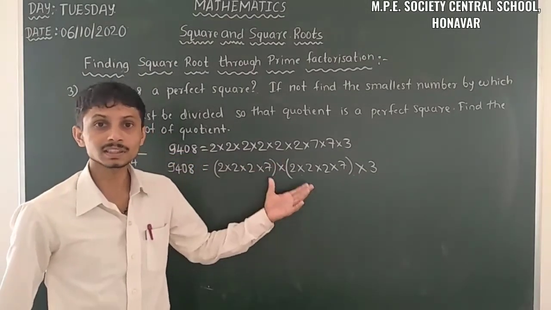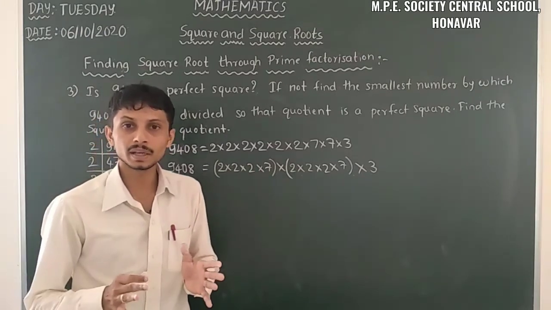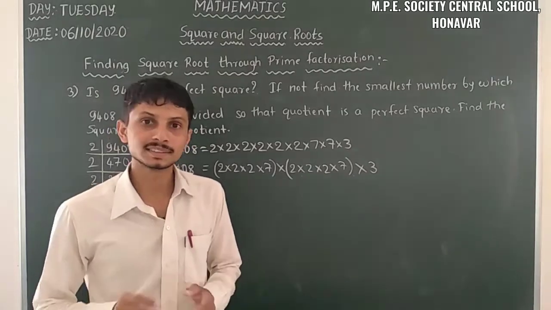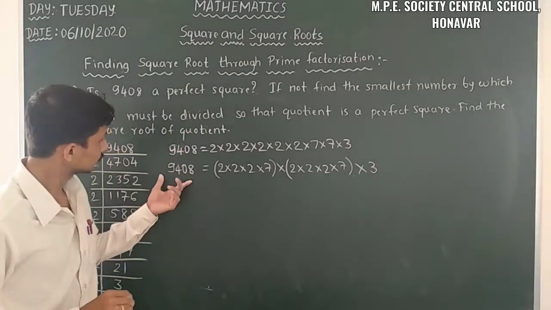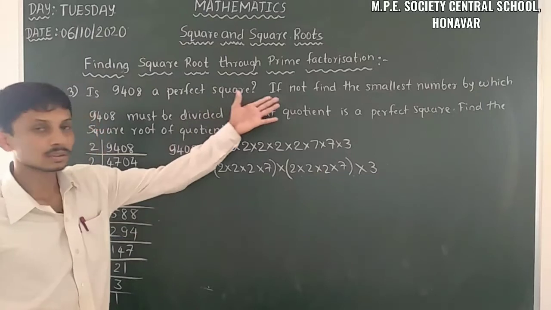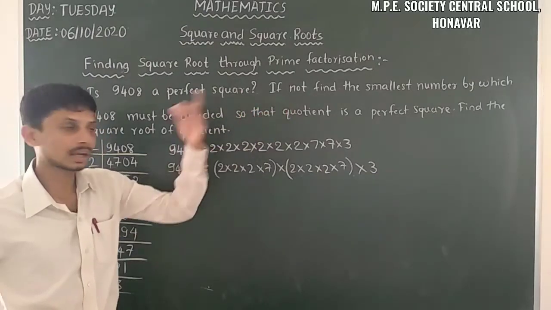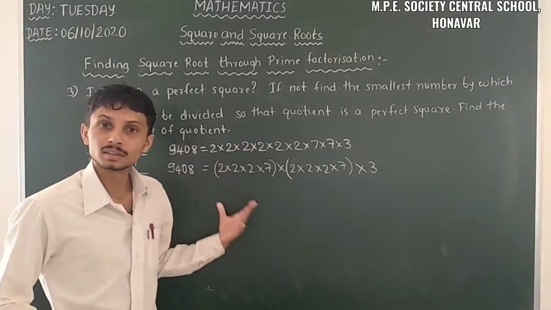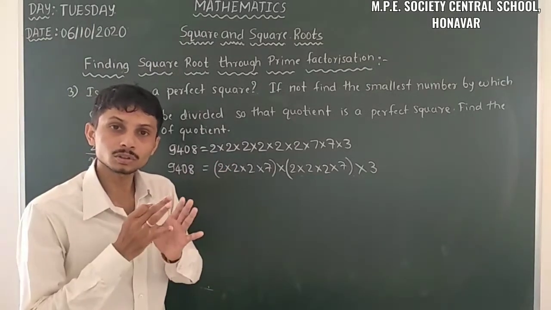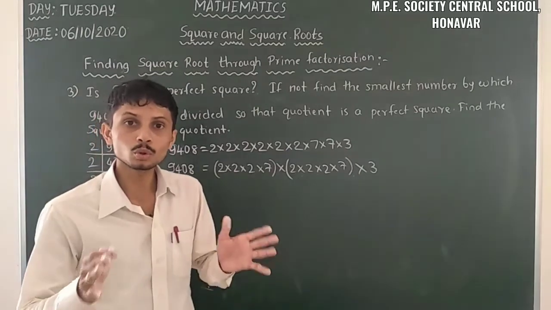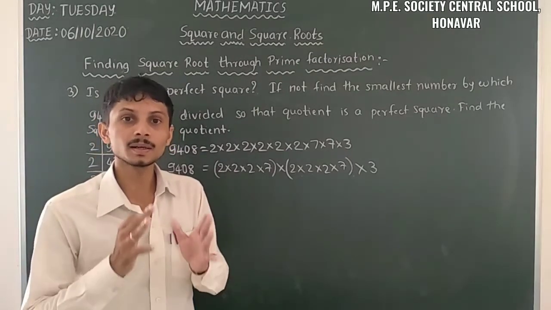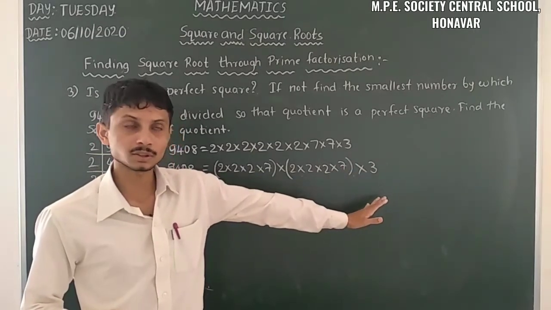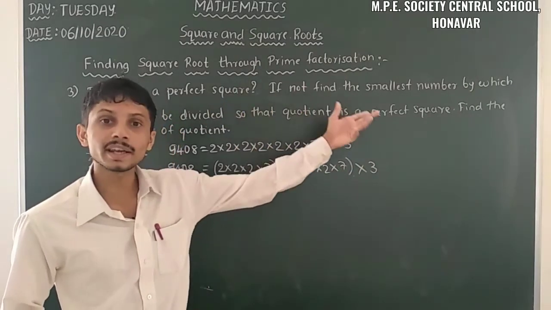So here we can express it as a product of primes, but we can't make 2 identical groups. Just observe, 9408 is not a perfect square, because we can't convert those prime factors into 2 equal or similar parts. Here 3 is remaining. So then we have to go to the next problem.